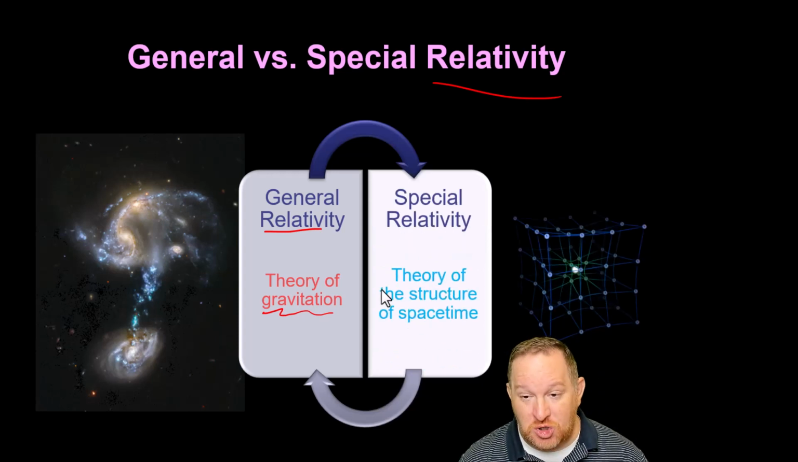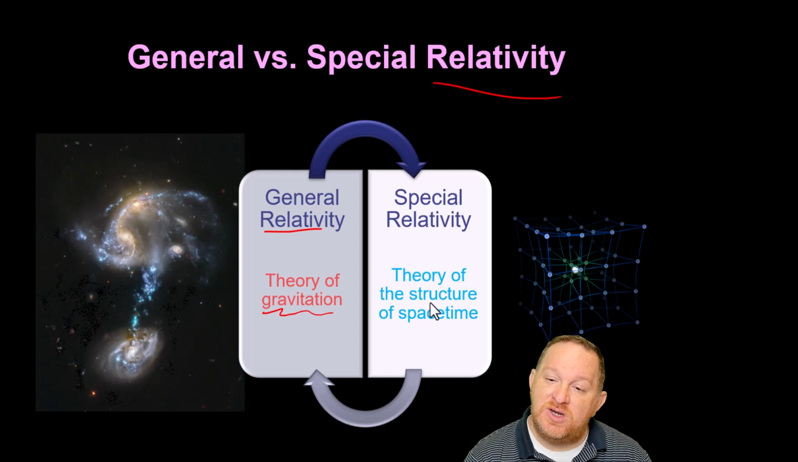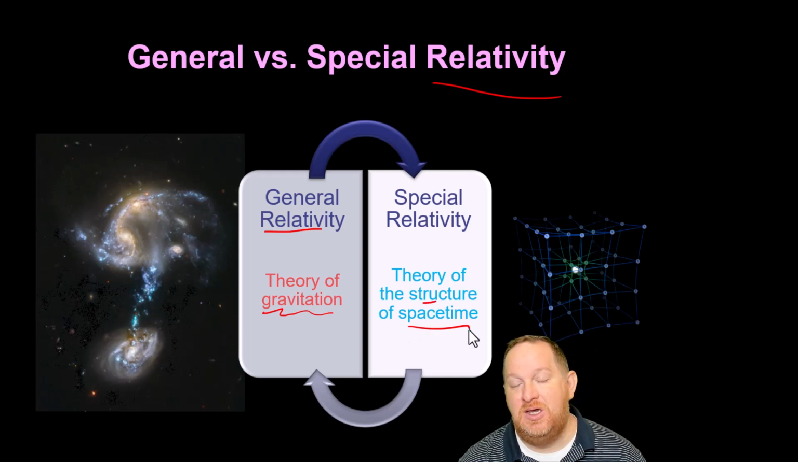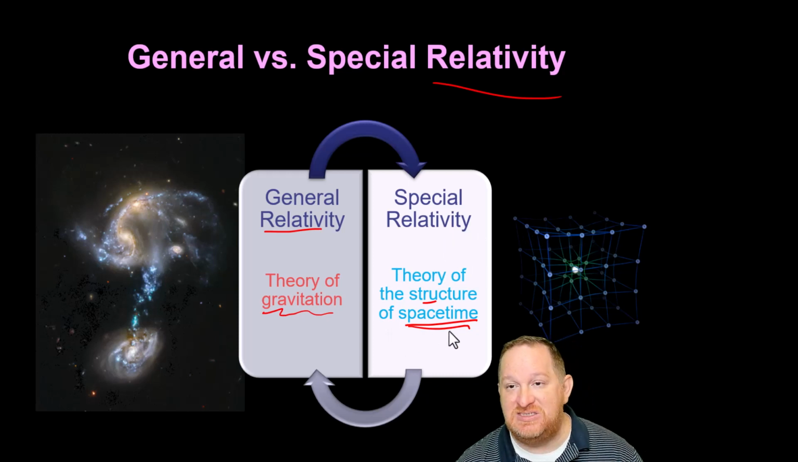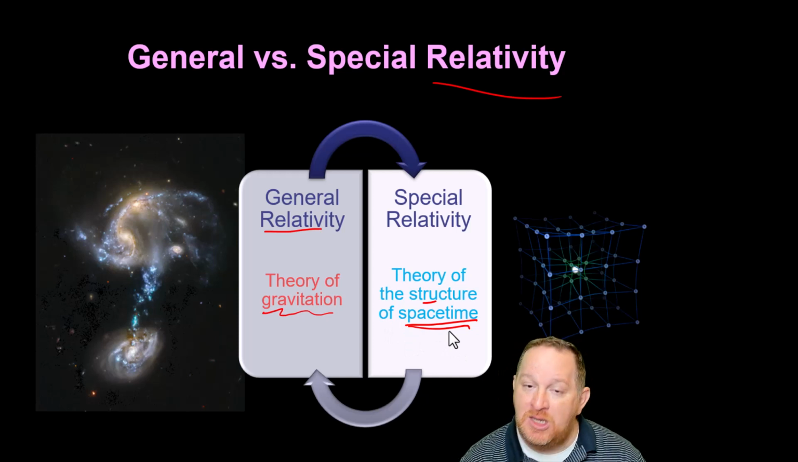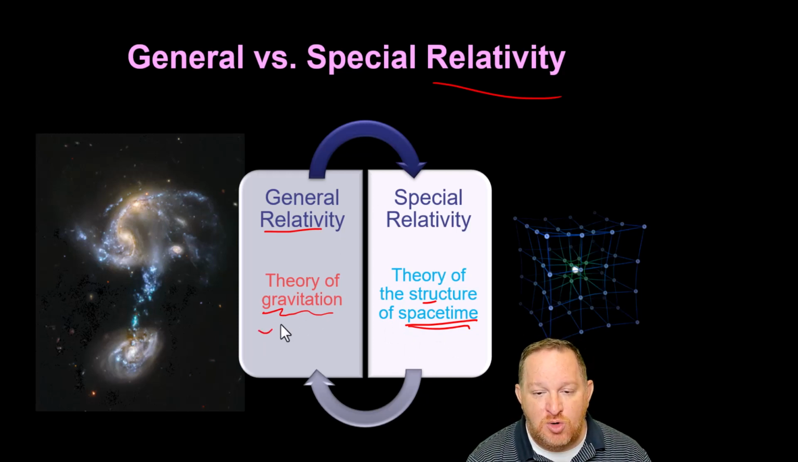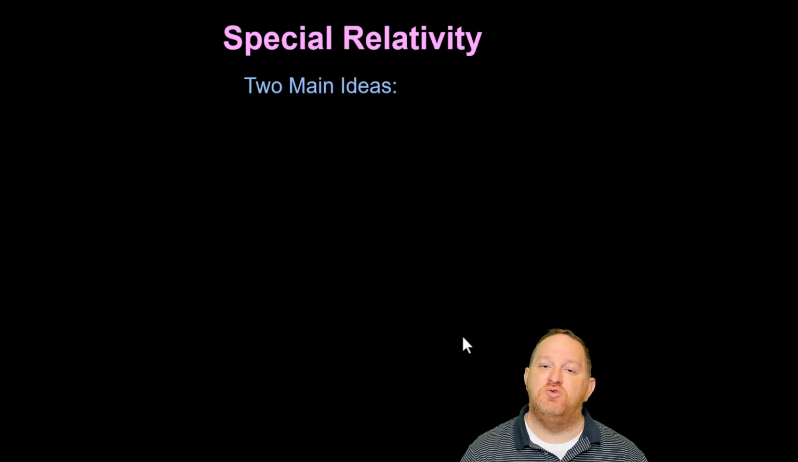Then special relativity is his theory on the structure of space-time. Notice I didn't say space and time, I said space-time, because he had this idea, as we'll explore a little more, that everything's relative because of the bending of this space-time, okay? So general relativity, a little more about gravitation, special relativity, specifically about space-time. So let's get a little more in depth into special relativity.